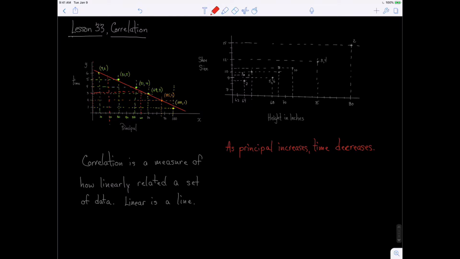We call this, and so when one value increases while the other decreases, the data is inversely proportional.